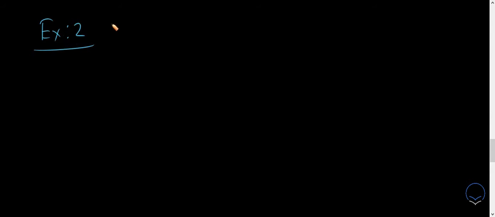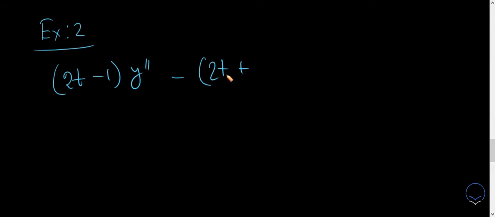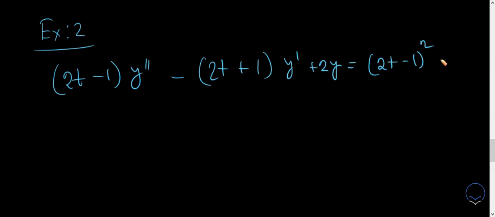The differential equation for this example we will be considering is the following. It's written as (2t minus 1) y double prime minus (2t plus 1) y prime plus 2y is equal to (2t minus 1) whole squared e to the power minus t. Here you can see that the coefficients are not just numbers, so that's why we cannot use the auxiliary equation method to solve the homogeneous equation.